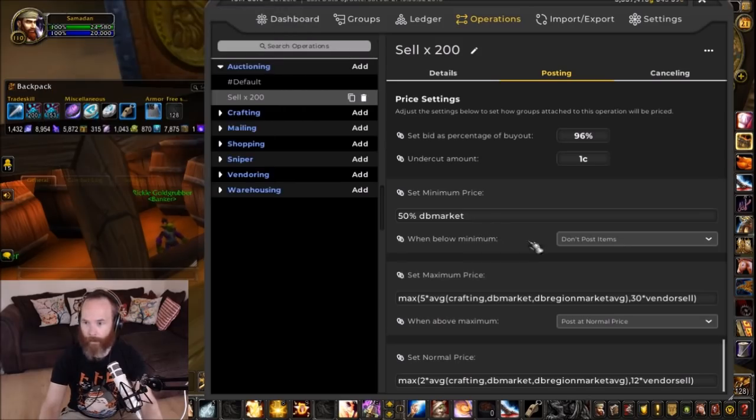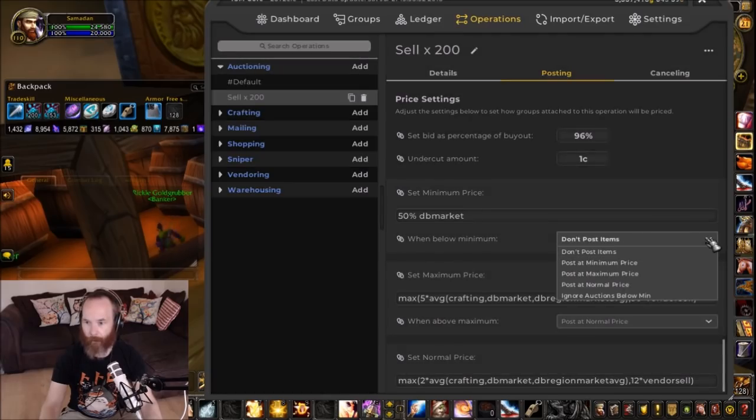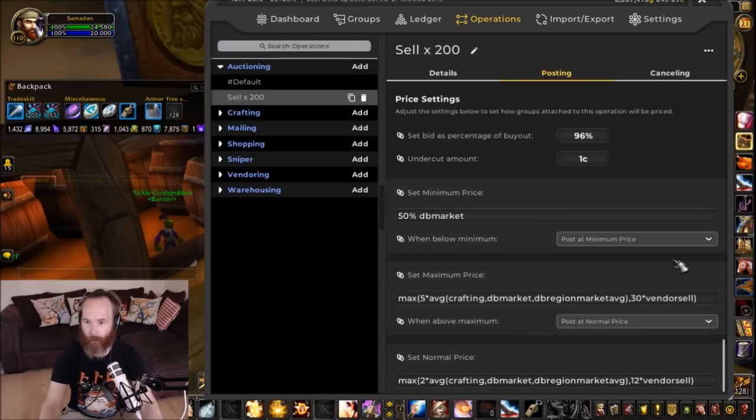Maybe. And then if it's below minimum, you can either say don't post any more items, or you could post at the minimum price, or ignore auctions below. The other options aren't really relevant for this, but I would probably suggest, if you want to get them on anyway, post them at the minimum price.